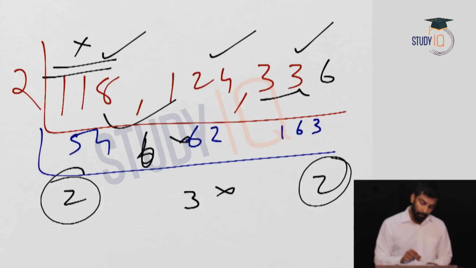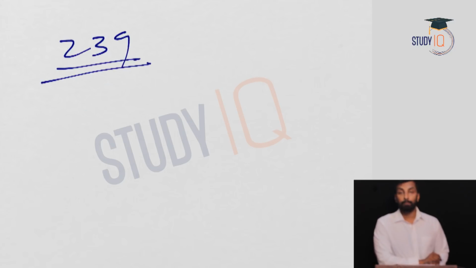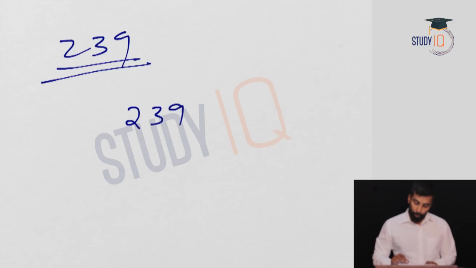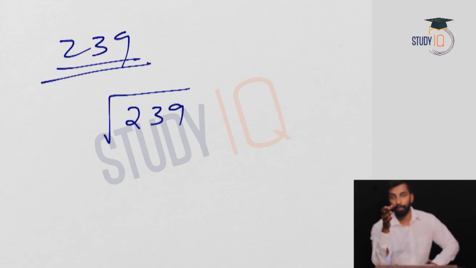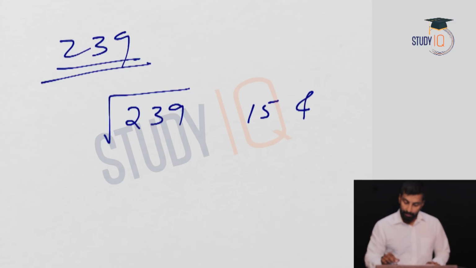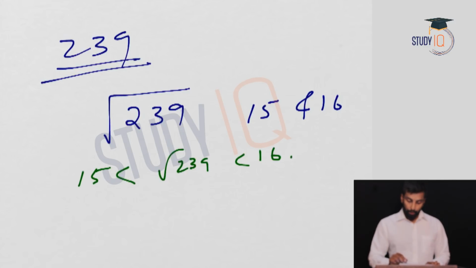Now one more thing I will tell you. In case you need to check whether a number is prime or not, you may get questions like how to check whether the given number is prime or not. Just like this, if you need to check whether 239 is prime or not, how will you check? What you need to do is take the approximate root of 239. You know 225 is the square of 15, 256 is the square of 16. So root 239 lies between 15 and 16. That's what you know, right?